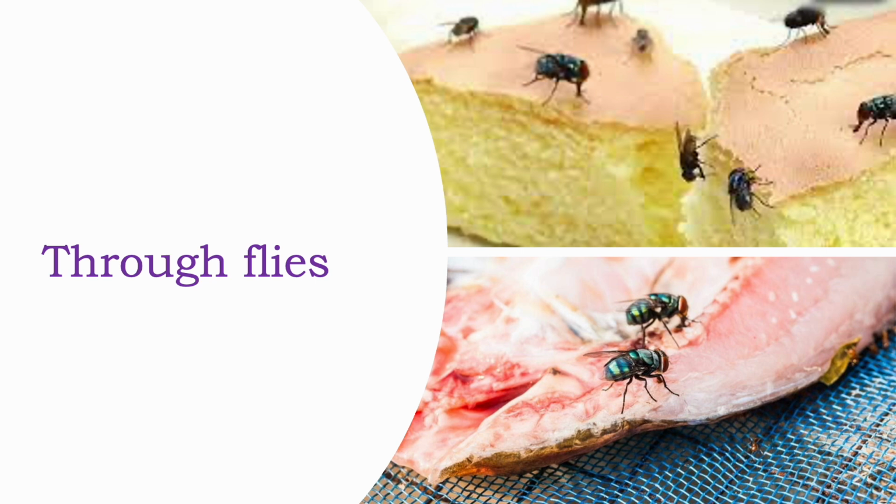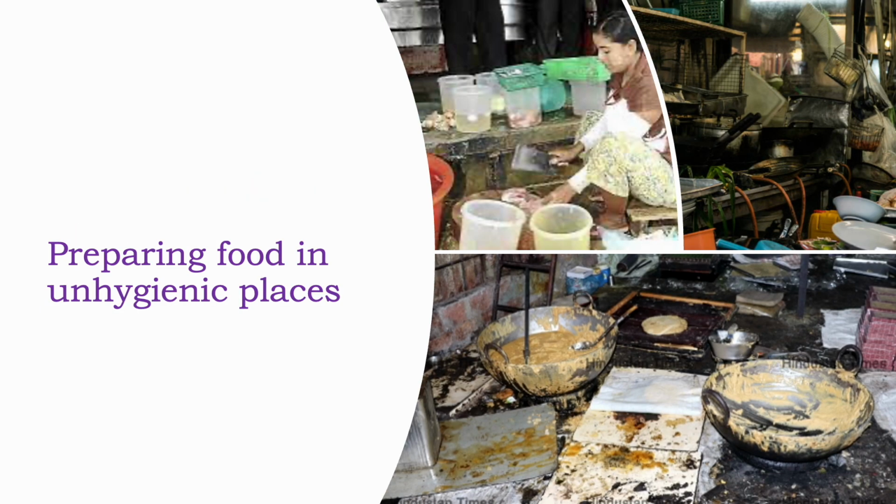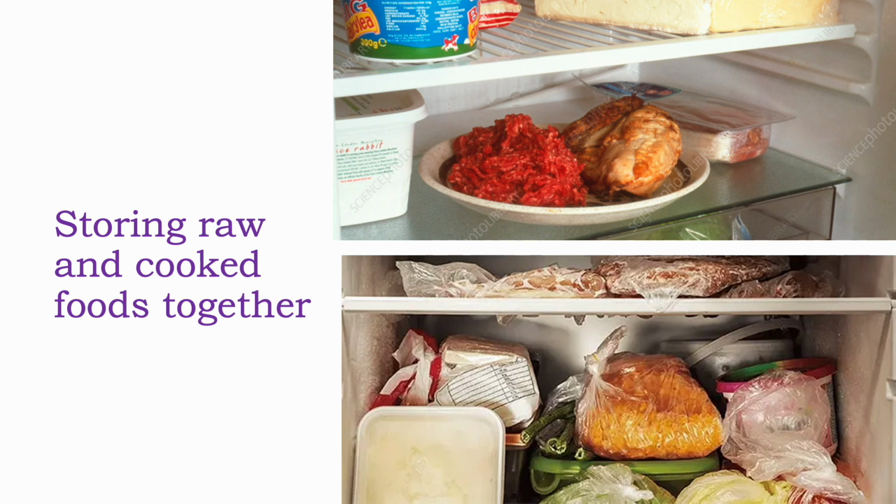Through flies, as the pathogens they carry on their feet have the potential to contaminate food. Touching food with unclean hands which contaminate food. Preparing food in unhygienic places carries a greater risk of food being contaminated. Storing raw and cooked foods together may cause the pathogens in the raw food to contaminate the cooked food. Therefore, if you avoid these things, you can protect yourself from these pathogens.